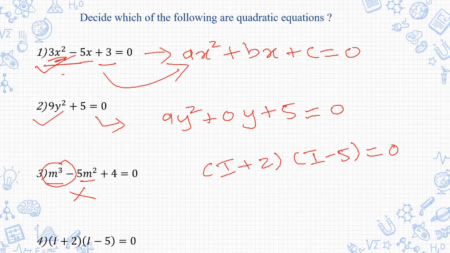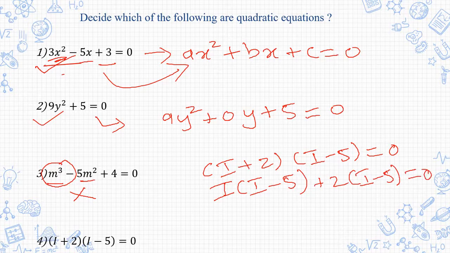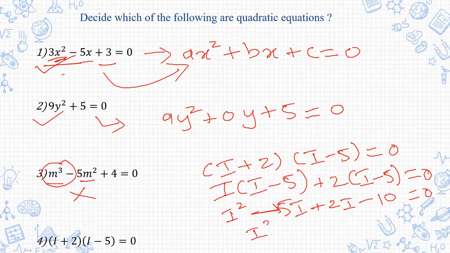We'll just try to do bracket to bracket multiplication, write it in the general form, and then identify whether it is a quadratic equation or not. So first, bracket to bracket multiplication: (i + 2)(i - 5) = 0. If you multiply, this becomes i squared minus 5i plus 2i minus 5 into 2, 10, equal to 0. So this will become i squared minus 3i minus 10 equal to 0.